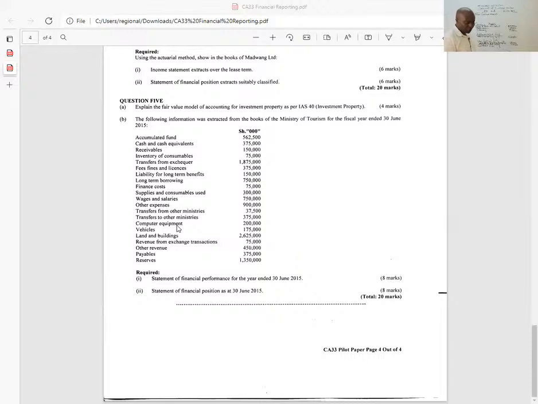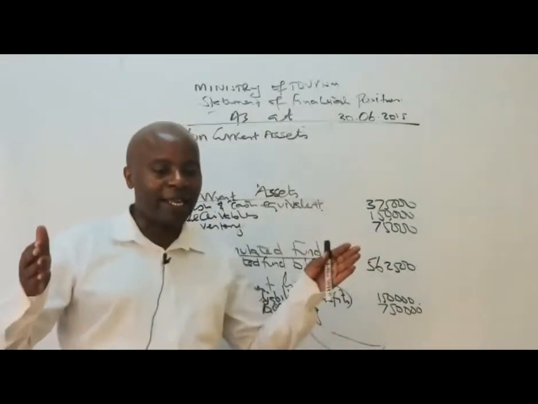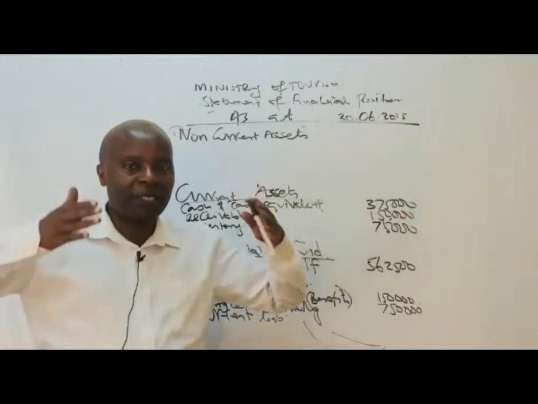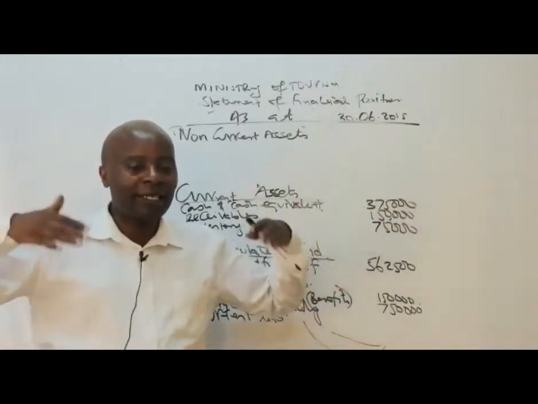Computer equipment. We know, ladies and gentlemen, that computers can give us service for more than 1 year. So automatically, that is non-current. Any asset which can give you service for more than a year is non-current.